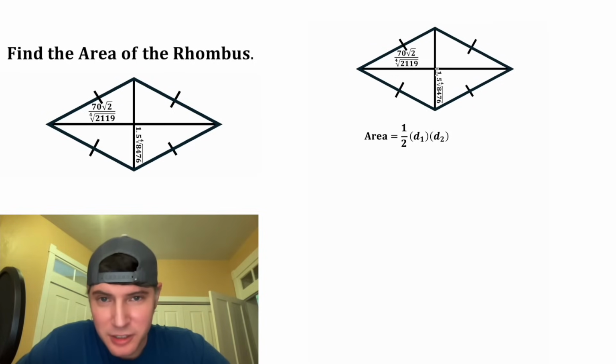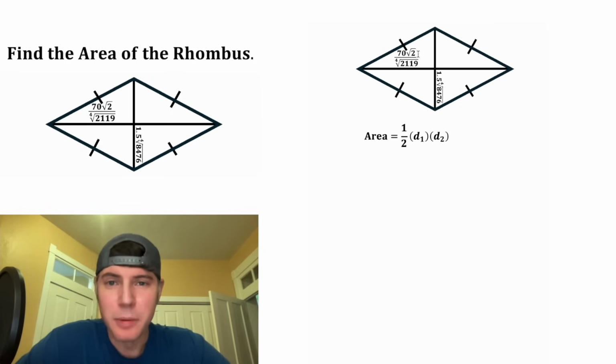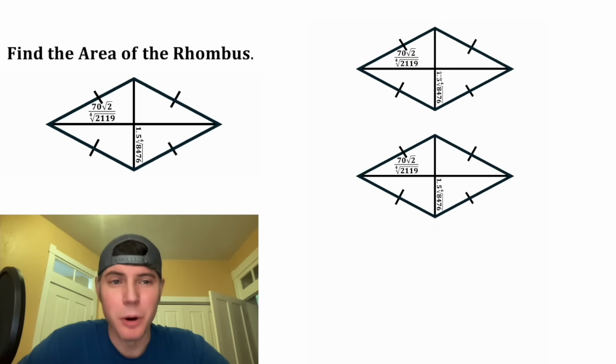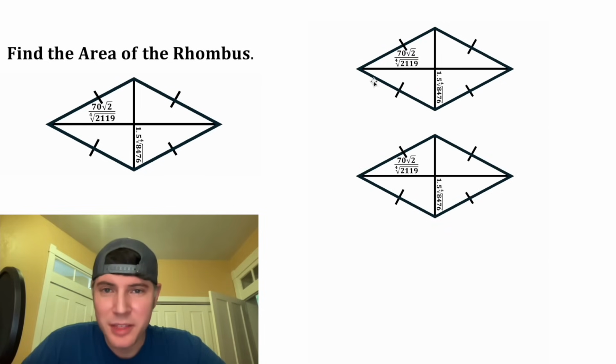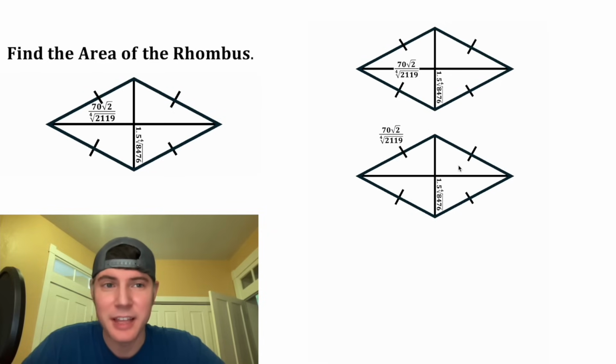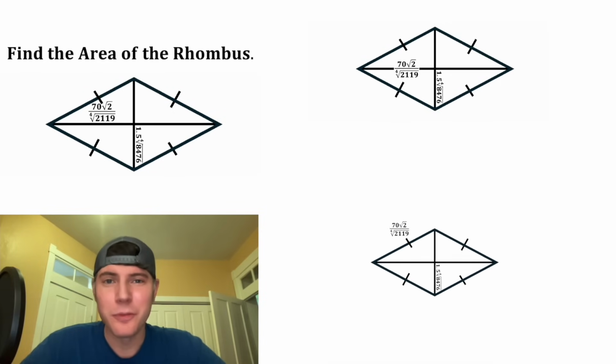This label is clearly half of the vertical diagonal. But this label, I can't tell, is it part of this diagonal or is it part of this side? I think this is ambiguous, so let's look at both cases. Case number 1, this is half the diagonal. And in case number 2, this is the side length of the rhombus. Let's solve for both cases.